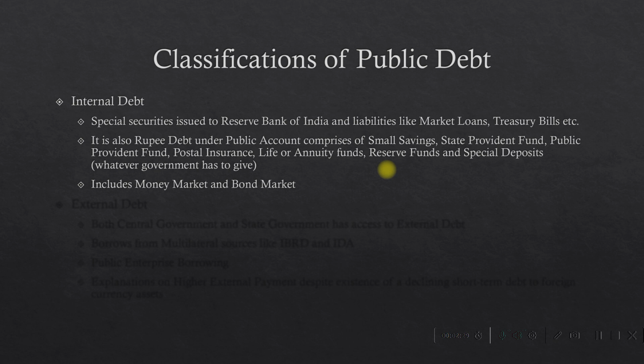Now, what are other liabilities? These are rupee debt under public account, comprising small savings, state provident funds, public provident funds, and accounts such as postal insurance, life annuity funds, reserve funds, and special deposits. Now, the Indian debt market includes the money market and the bond market.